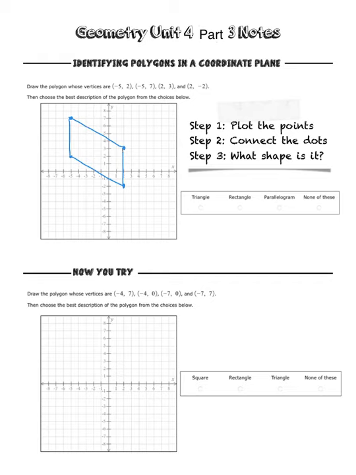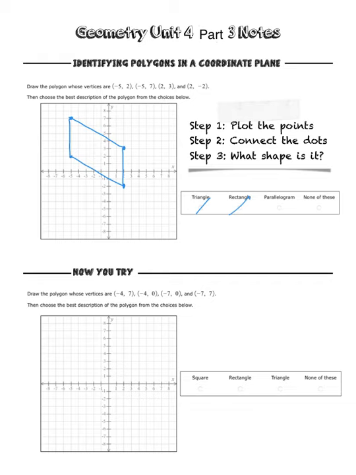Alrighty, so you are going to determine, is this a triangle? No, it has 4 sides. So we know it has 4 sides. Is it a rectangle? Well, does it have 90-degree angles? No, it does not. Is it a parallelogram? Well, let's look at it. Do opposite sides intersect? They do not.